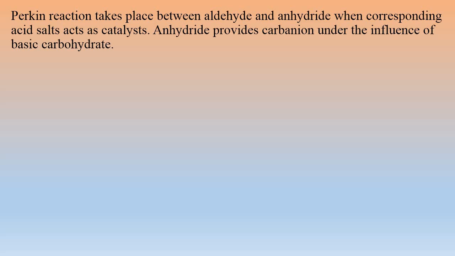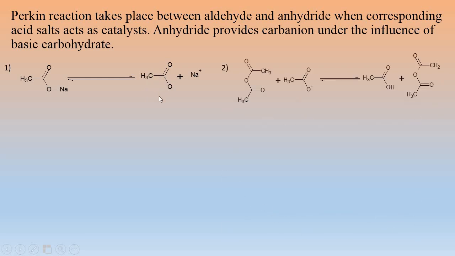Okay. How does the reaction take place? The reaction sequence will be described in 4 steps. In first step, this acid salt which we are using as a catalyst dissociates to give an anion. Okay. Now this anion reacts with your anhydride molecule and abstracts one proton from one of the R groups.